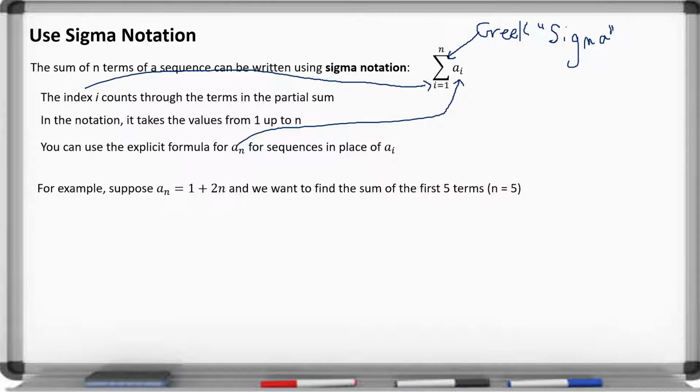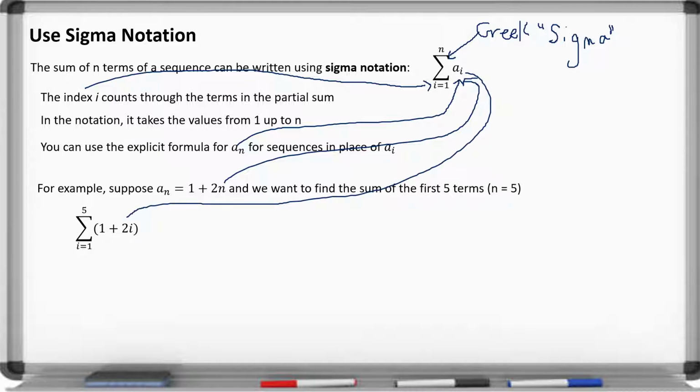For example, let's say that an is 1 plus 2n from one of our previous examples. Let's say that was our explicit formula. Then you can take that and plug it in place of ai here. And let's say we want to sum the first 5 terms, so then n is 5. So we plug that in up top here, that's 5.